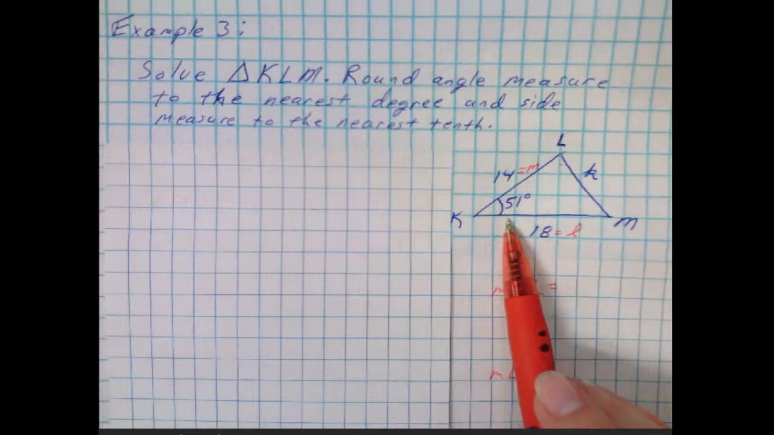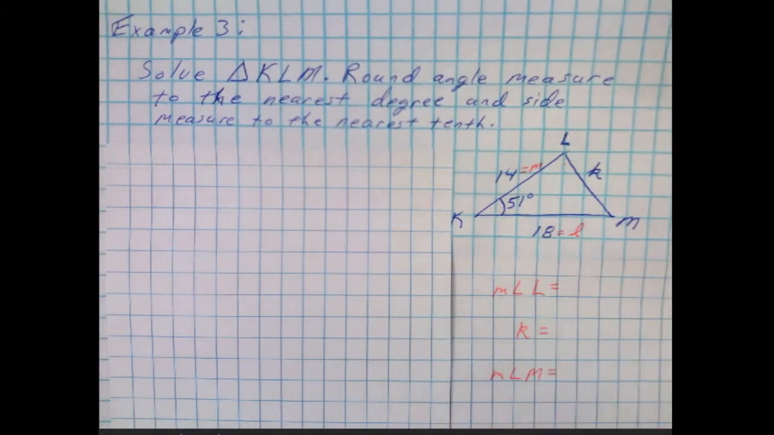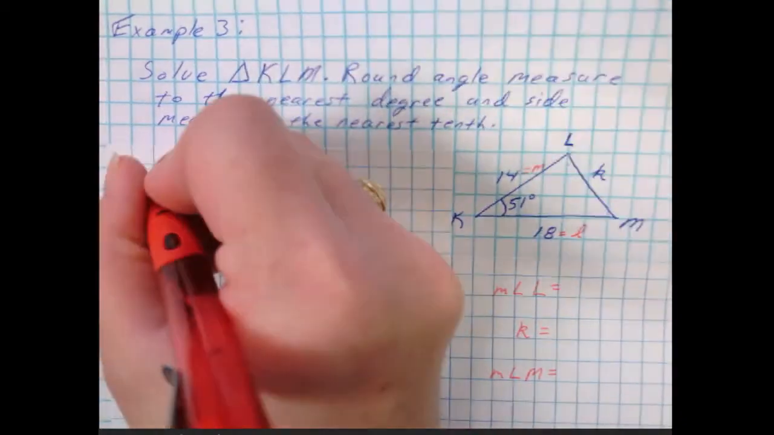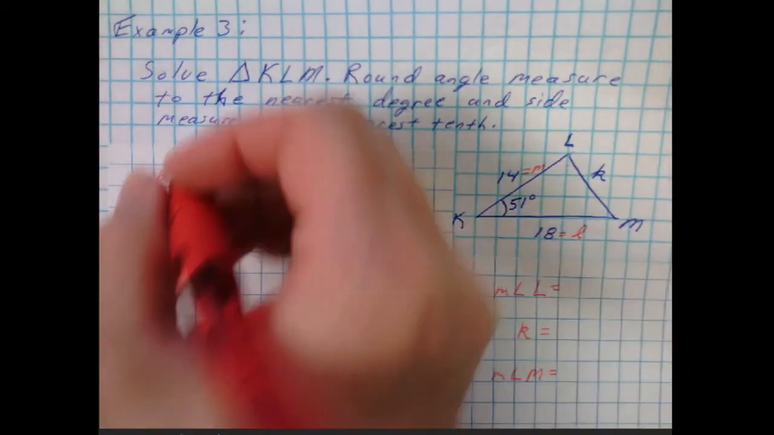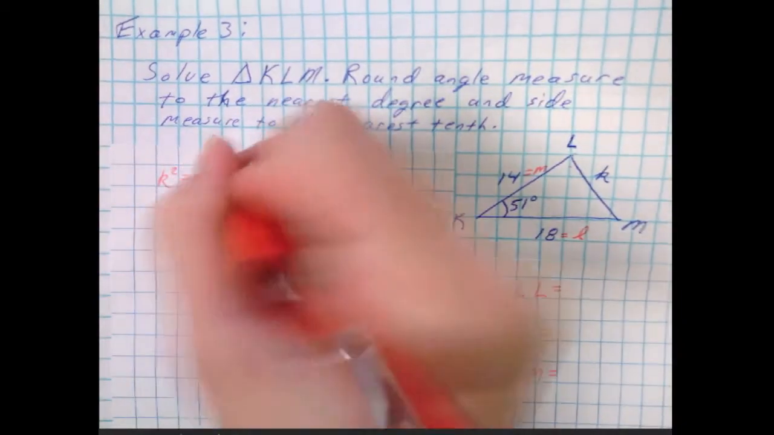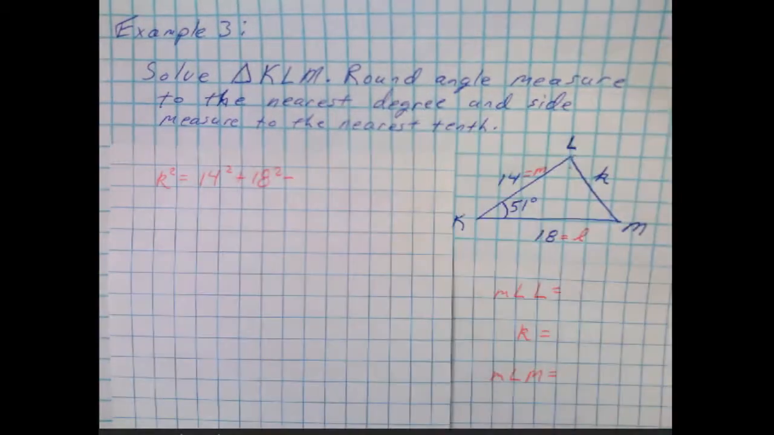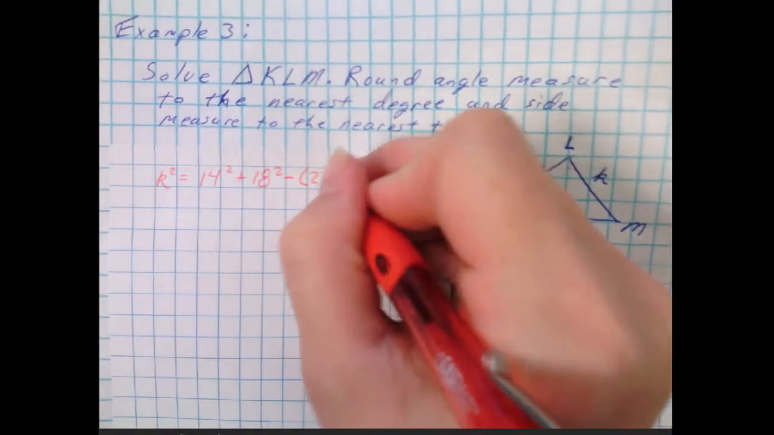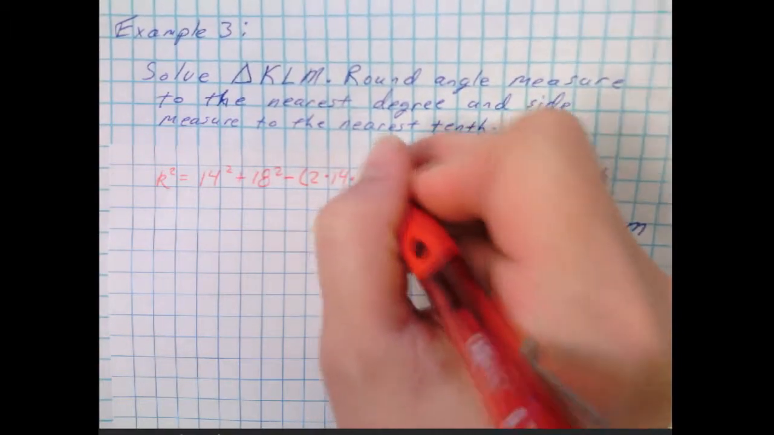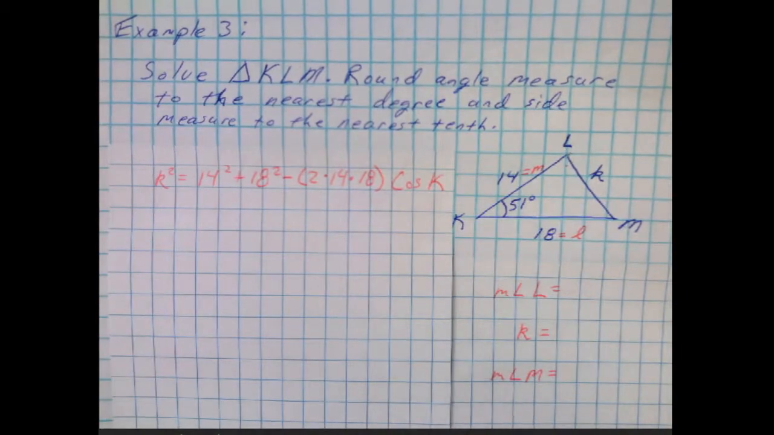Okay, well, we're going to start out with finding our side K. We know angle K, and we know the two sides that are next to it, so we're going to be using our law of cosines. So that was K squared equals our two sides squared, so 14 squared plus 18 squared minus 2 times our sides, so 2 times 14 times 18, and then cosine of K, angle K.